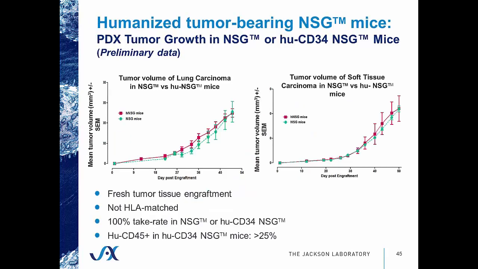We also measured the engraftment of a lung carcinoma as well as soft tissue carcinoma in NSG mice and humanized NSG mice. And in both of these instances, we saw no difference in tumor growth in the NSG mice versus humanized NSG mice. And again, all of these are non-HLA matched tissues. What I do want to say is that human CD45 immune cells were at least 25% of the peripheral blood in both models.